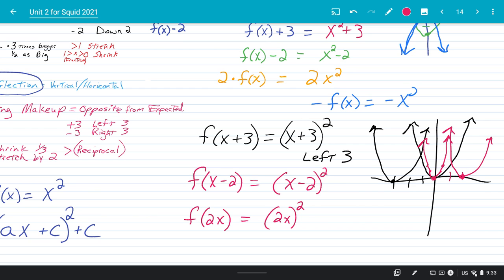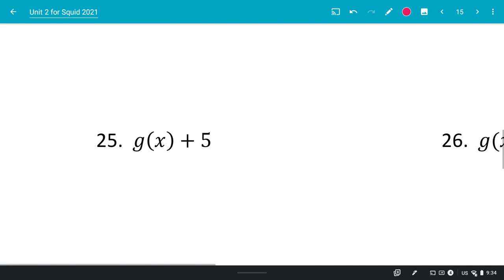Inside. Inside. Outside. If I add or subtract something, that's a slide or a translation. If I multiply, that's a dilation. Think you got it? I hope so too.